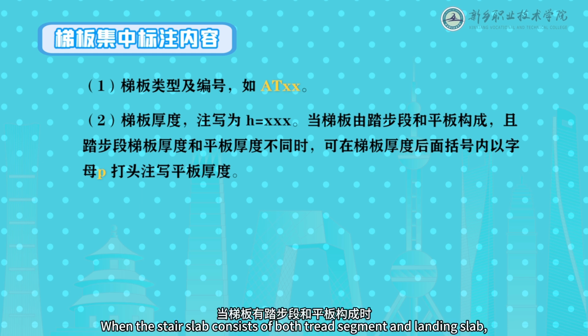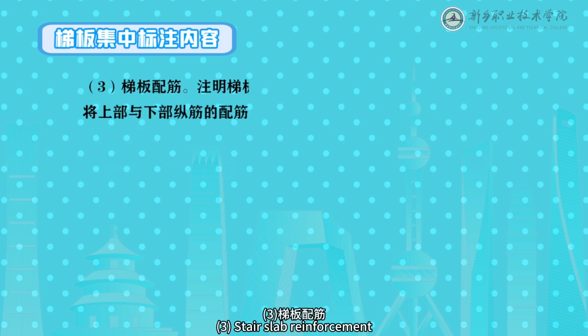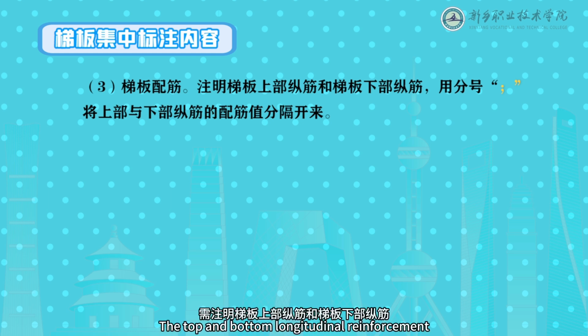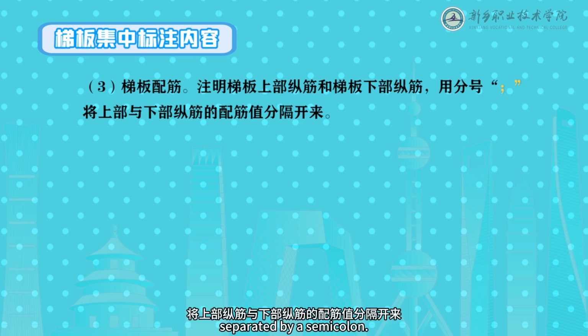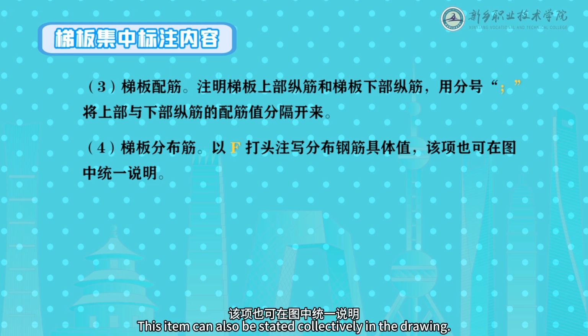When the stair slab consists of both tread segment and landing slab, and their thicknesses are different, the thickness of the landing slab can be indicated in parentheses after the stair slab thickness, starting with the letter P. 3. Stair slab reinforcement. The top and bottom longitudinal reinforcement of the stair slab should be specified with their reinforcement values, separated by a semicolon. 4. Stair slab distribution reinforcement, annotated starting with the letter F, followed by the specific values. This item can also be stated collectively in the drawing.